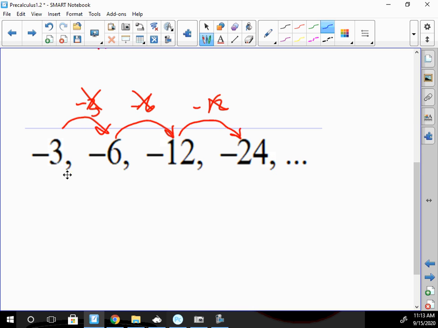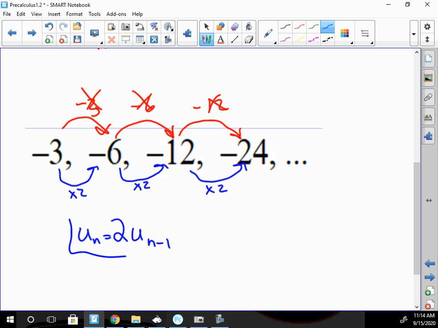What if I multiply? Negative 3 times 2 gives me negative 6. Negative 6 times 2 gives me negative 12. Negative 12 times 2 gives me negative 24. Now I have a sequence. So now u sub n equals u sub n minus 1, or the term before, times 2. So u sub n equals 2 times u sub n minus 1.